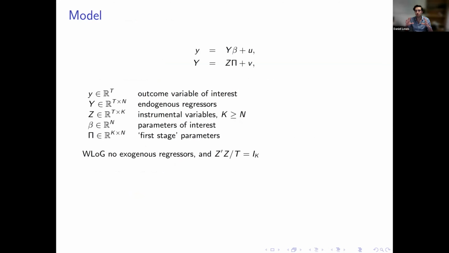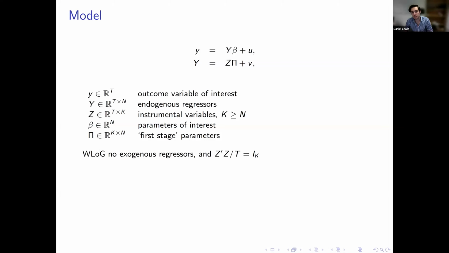So the model here is going to use fairly standard notation, and we're not really reinventing the wheel here. Lowercase y is going to be the dependent variable. Capital Y are going to be the endogenous regressors. Beta, the structural parameters of interest. U are the structural errors. V are the first stage errors. Pi here are going to be the first stage coefficients on the instrument Z. We're going to have T observations. K is going to be the number of instruments. N is the number of endogenous regressors.